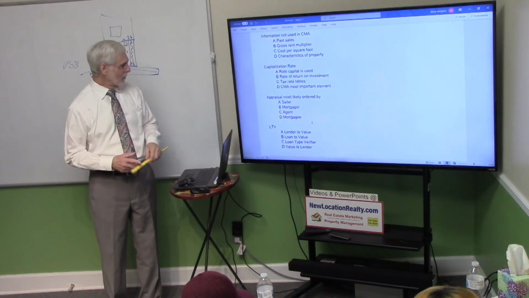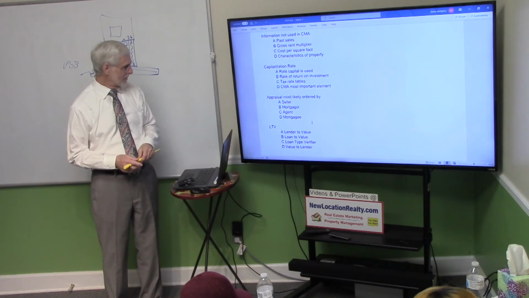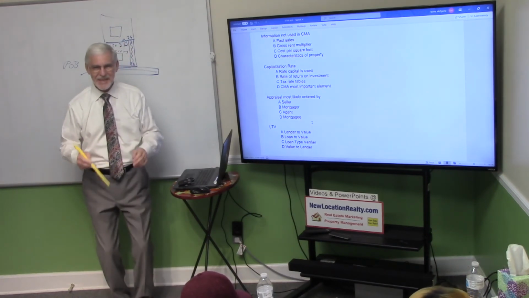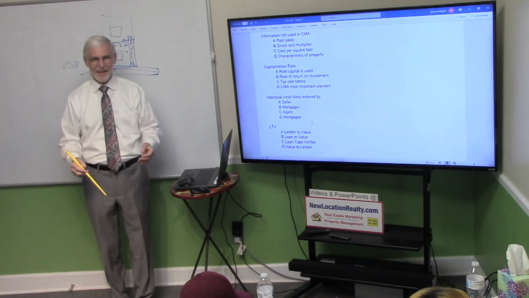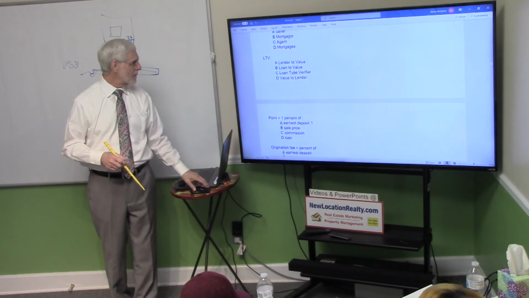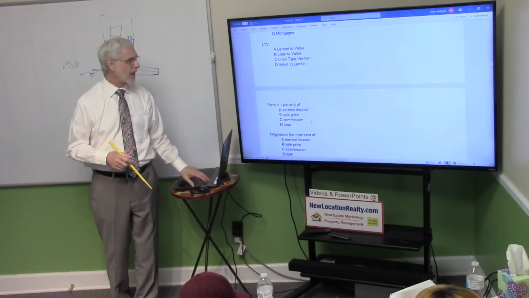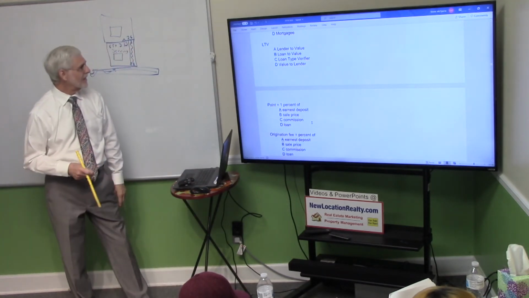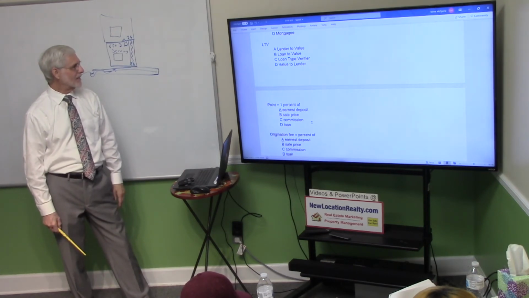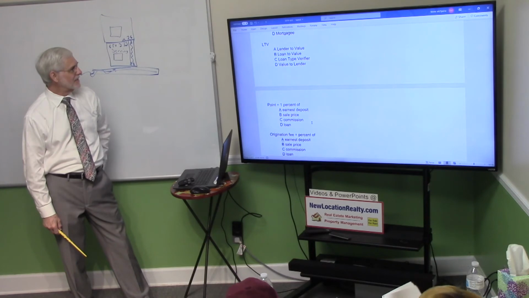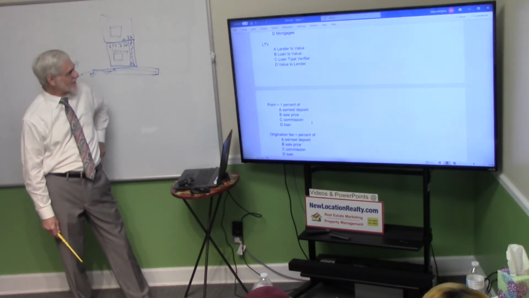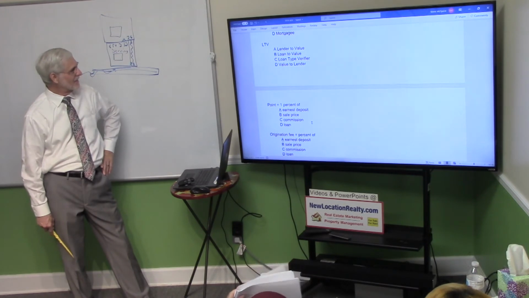Appraisals most likely ordered by who? The mortgagee. The mortgagee gets the fee, and they're the ones that order the appraisal. Loan to value. That was an easy one. We got all these other options: lender to value, loan type verifier, and value to lender.